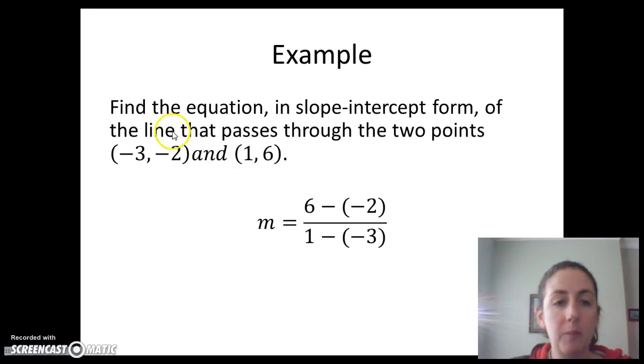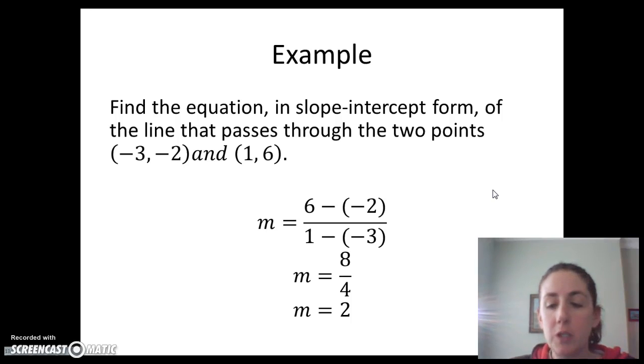Take the y from our second point minus the y from our first point over the x from our second point minus the x from our first point. We get 8 over 4, and always reduce your slope, so our slope is 2. So now we have the slope, and we need to have y equals mx plus b. We need to fill in our other constant, which in this case is b.